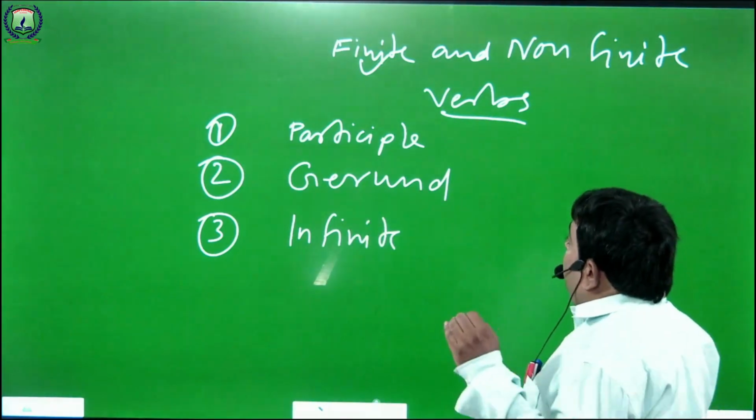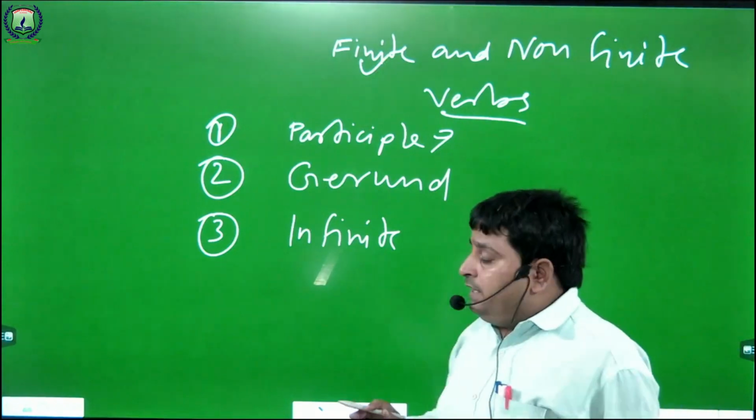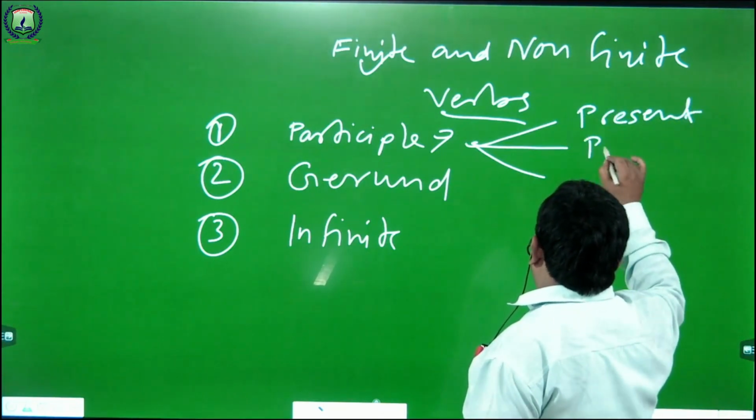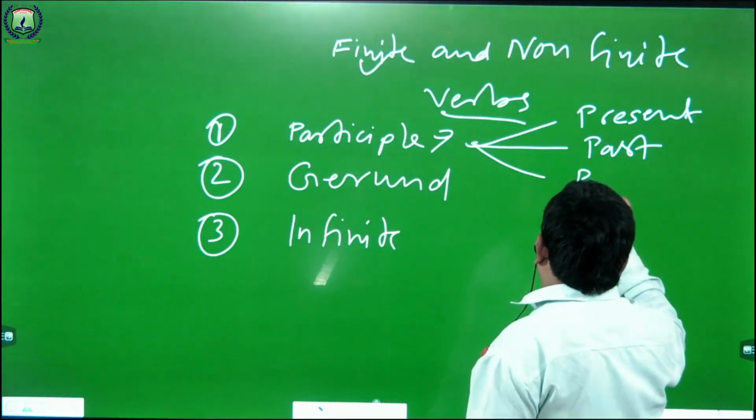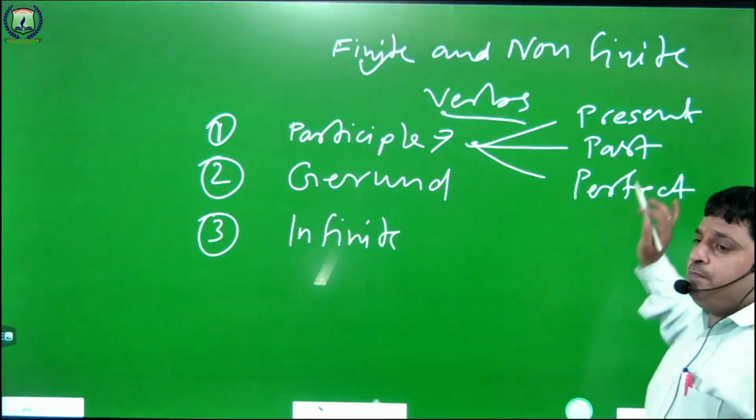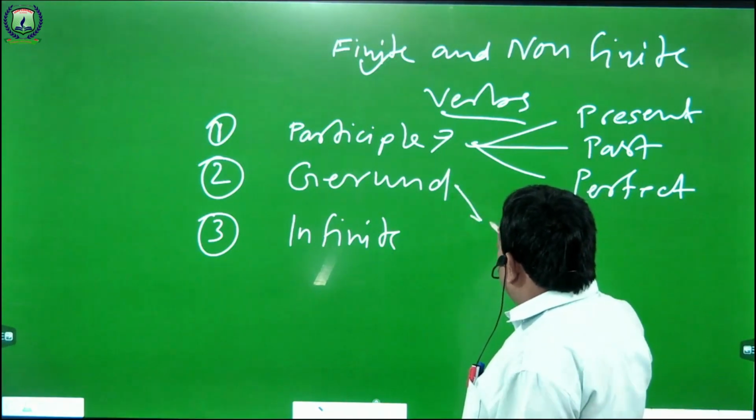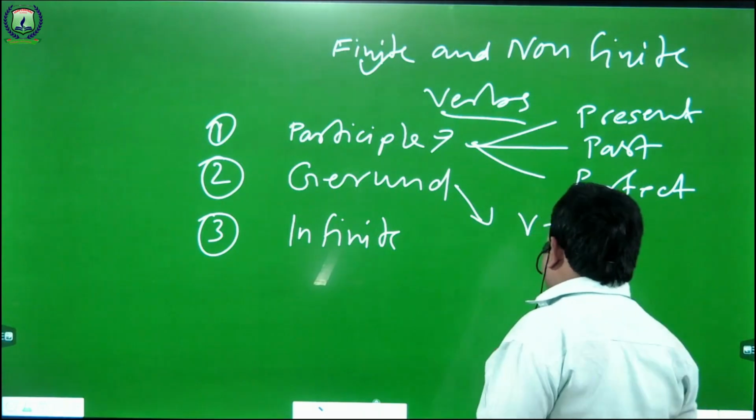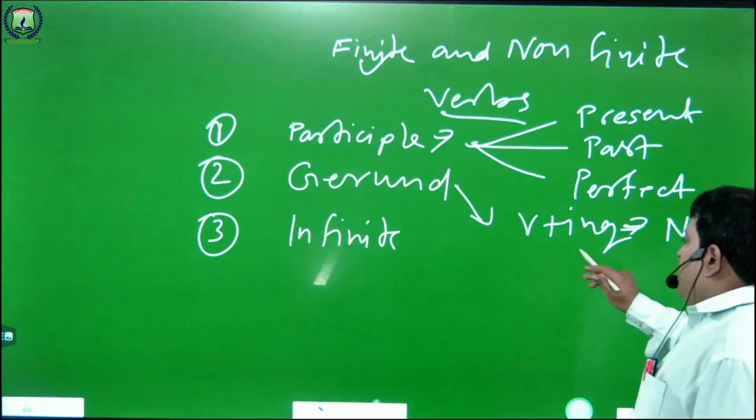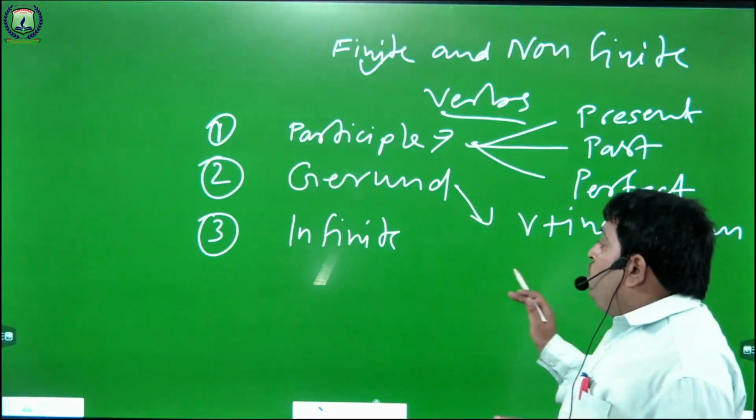The main sense in the sentence, like here, participle. Participles are three types: present, past, and perfect. These are three types of participle: present participle, past participle, and perfect participle. Okay? And gerund is verb plus ing. When the verb with ing form gives the sense of a noun, it means subject, so it is known as gerund.